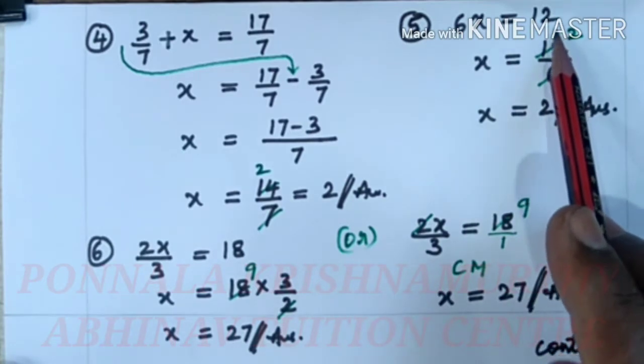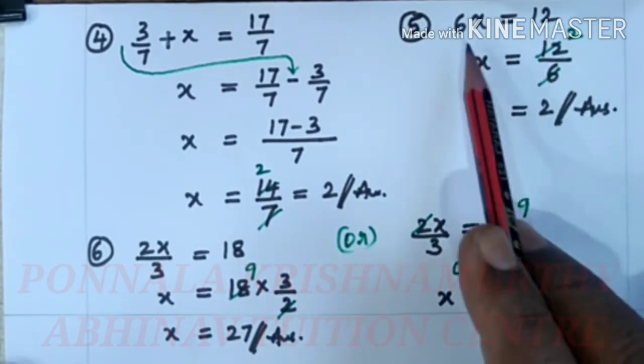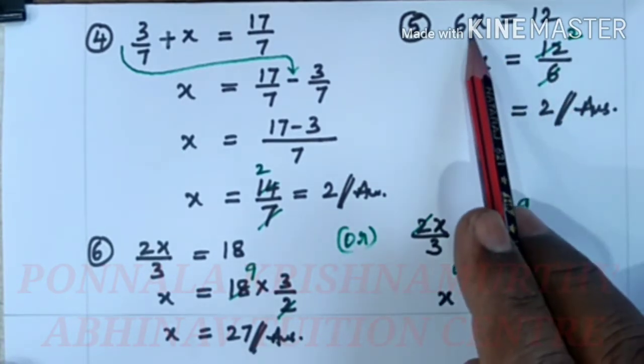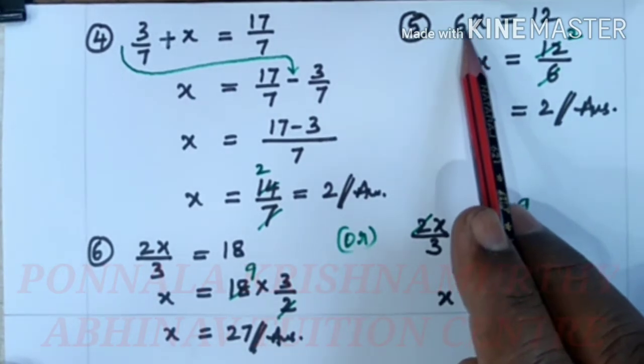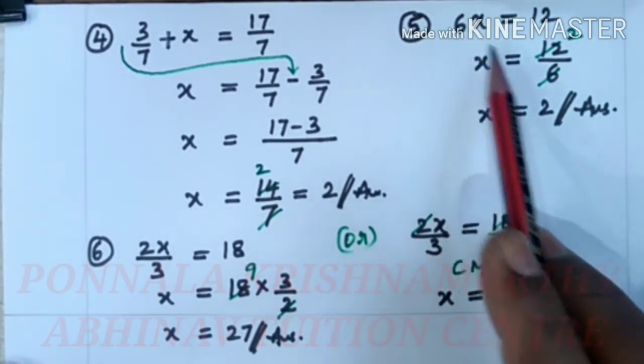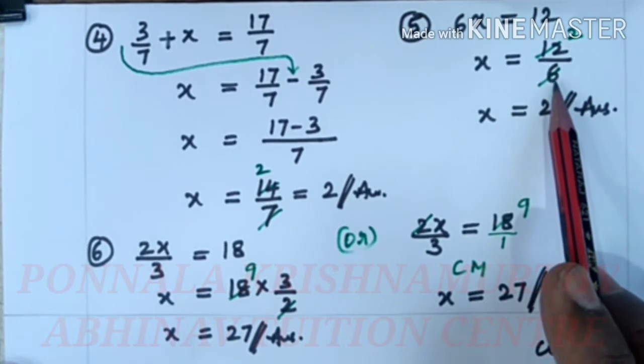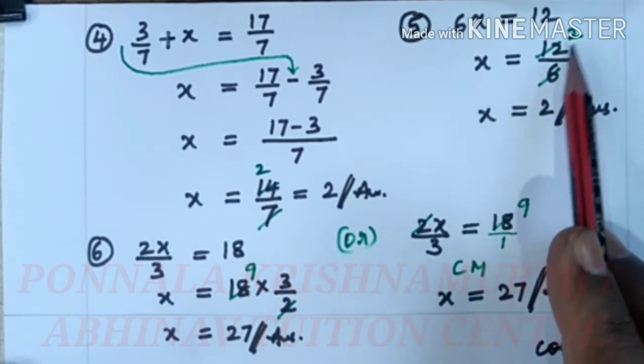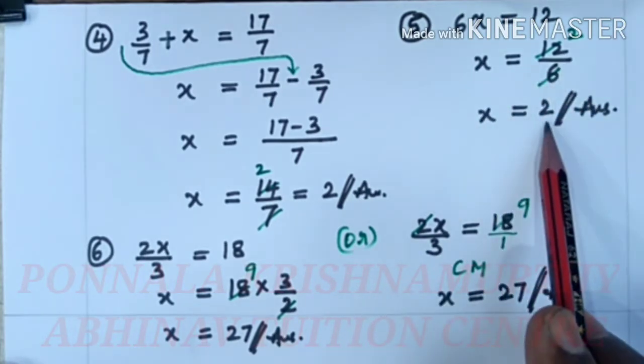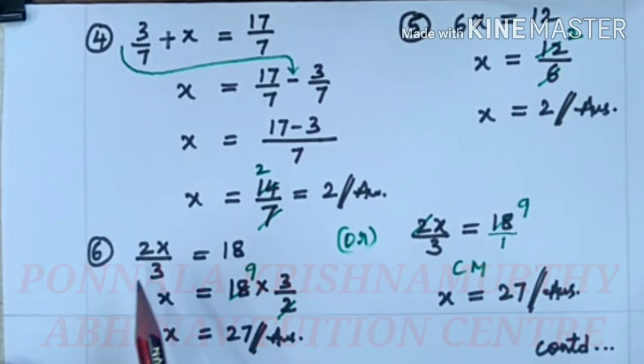6x is equal to 12. x is equal to 12 by 6. Since we have multiplicative sign here between 6 and x, this 6 becomes division and 6. 6 2s are 12. x is equal to 2. Answer.